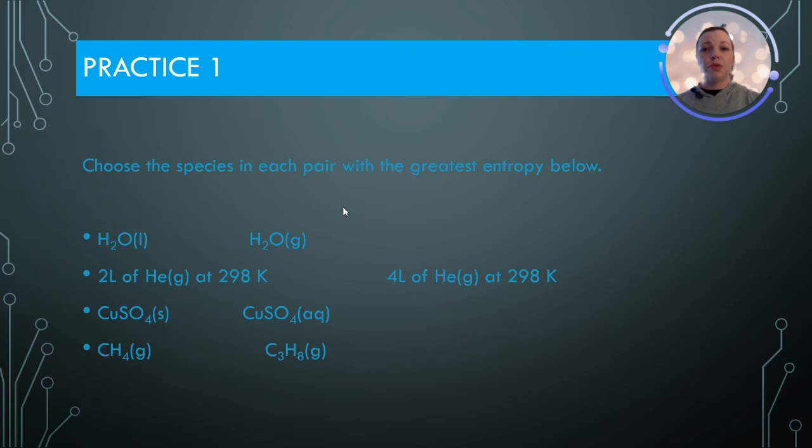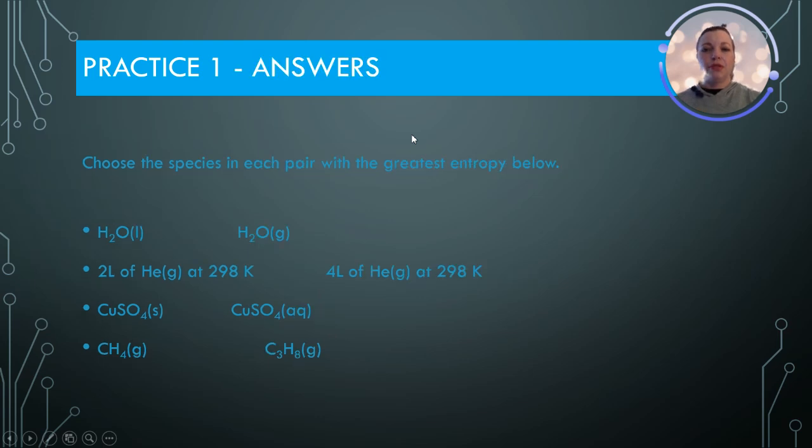Okay, so choose the species in each pair with the greatest entropy below. So I've got H2O liquid and H2O gas, 2 liters of helium gas at 298 and 4 liters of helium gas at 298, copper sulfate solid and copper sulfate aqueous, methane and propane. So if you want to try this on your own, go ahead and pause the video now. I'm about to go through the answers.